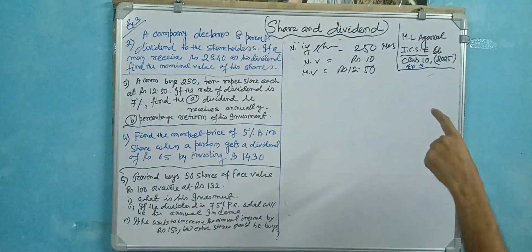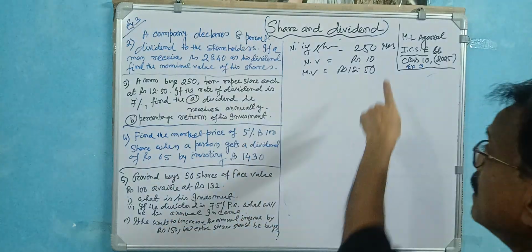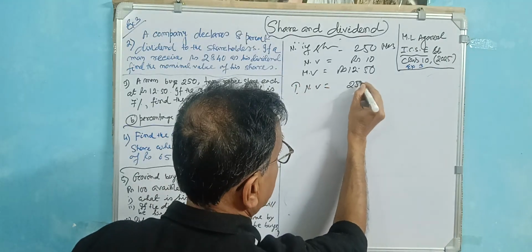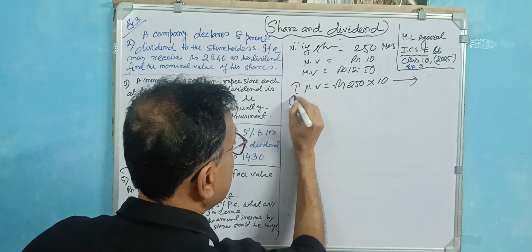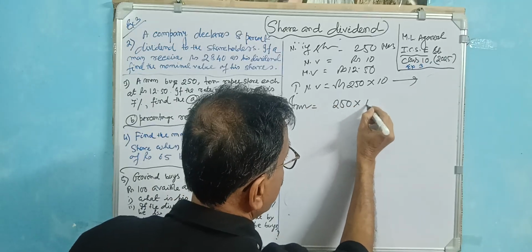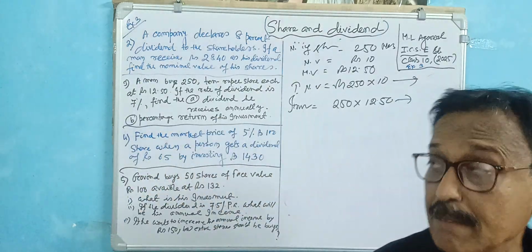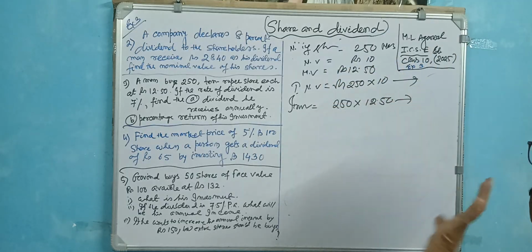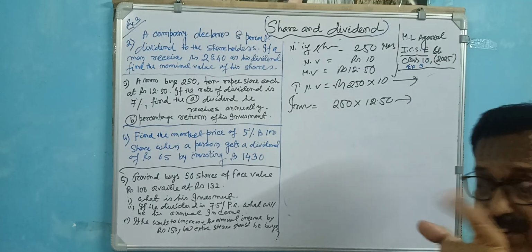Now actually what is the total nominal value? That means the total investment in the company. Actually the total nominal value is 250 number of shares into rupees 10. This goes into the company's books, but what is the investment? The investment is 250 into 12.50. This money is the investment. That means you invest this, but actually in the company you just invest this. Dividend is calculated on this, not this. This is very important.